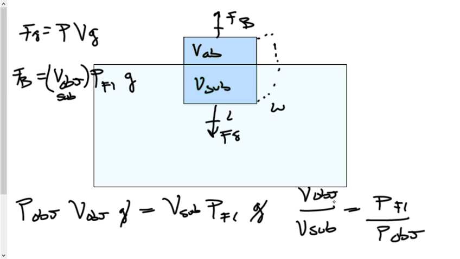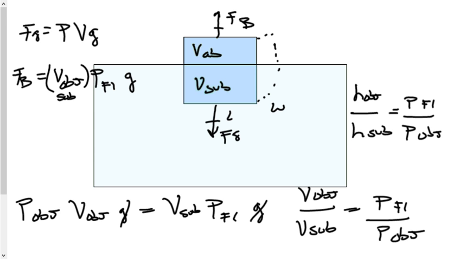So we can actually change this to the following ratio. The height of the object divided by the height submerged also has to equal the density of the fluid divided by the density of the object. So it all depends on what you're trying to solve there in whatever question you're being asked to find.